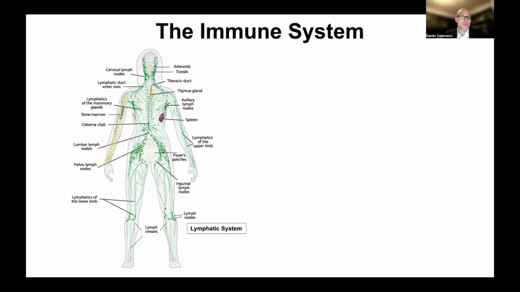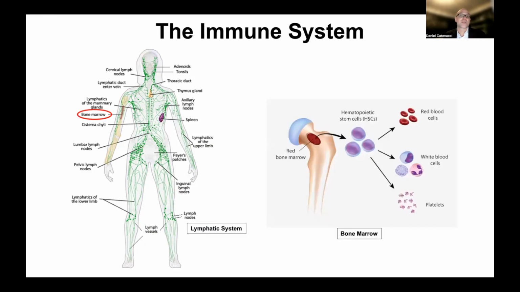Other important components of the immune system are the bone marrow and the thymus gland, which we'll get to in the next couple of slides. But first, the bone marrow. This is where the immune system starts.